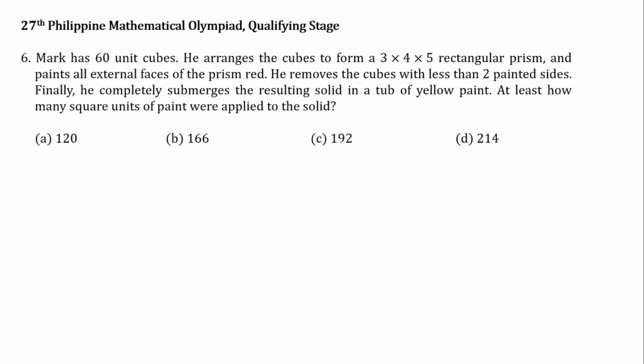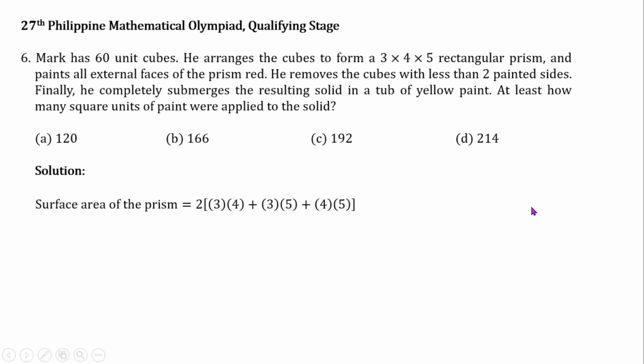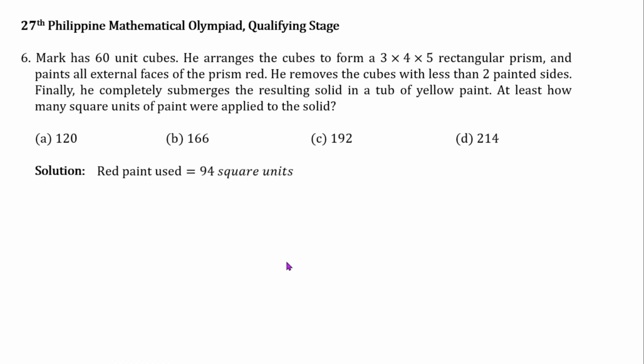Alright, so let's first determine the number of square units of red paint used. We can do this by calculating the total surface area of the rectangular prism. Using the well-known formula for the total surface area of a rectangular prism, we determine that the surface area is 94 square units. So the amount of red paint used is also 94 square units.